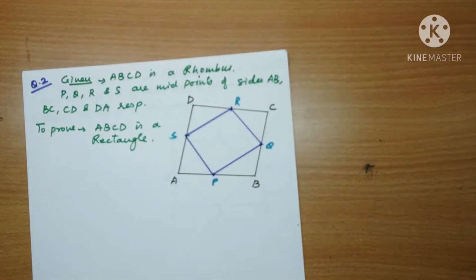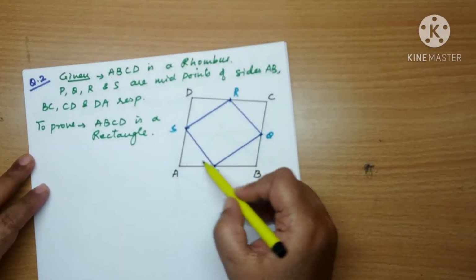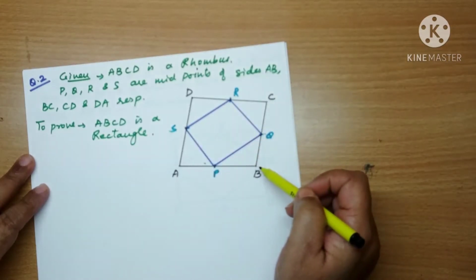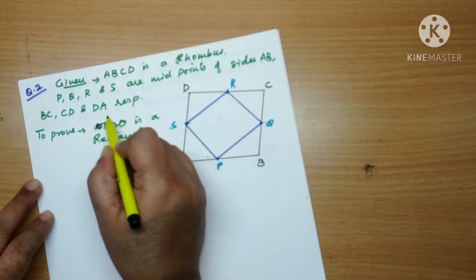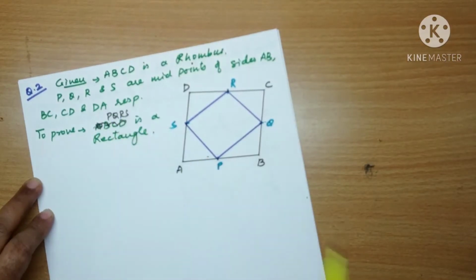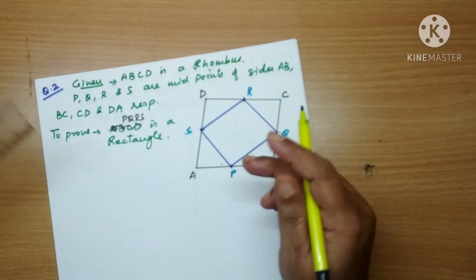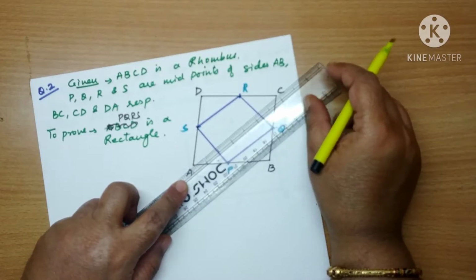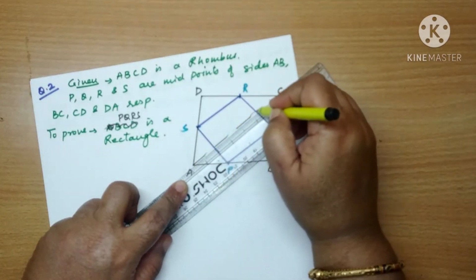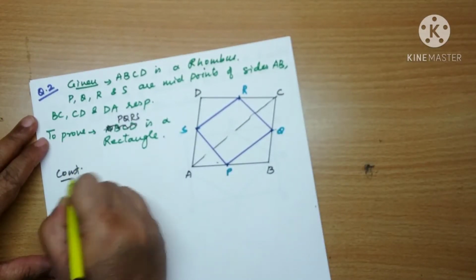Now question number 2. This question says ABCD is a rhombus. P, Q, R, S are the midpoints of its sides. We need to prove PQRS is a rectangle. Now obviously we will do it by the midpoint theorem. So first let us join AC. Do a construction and join AC.